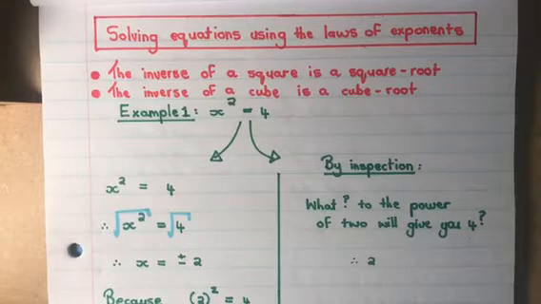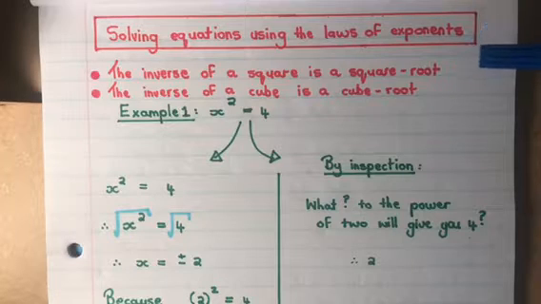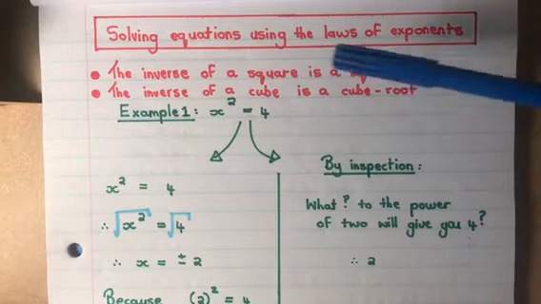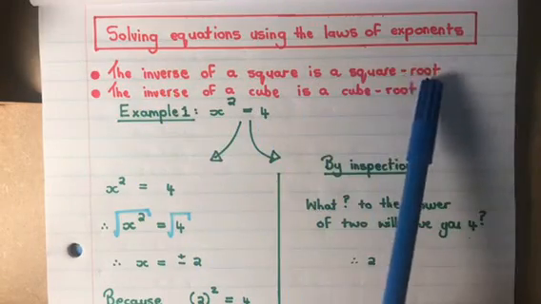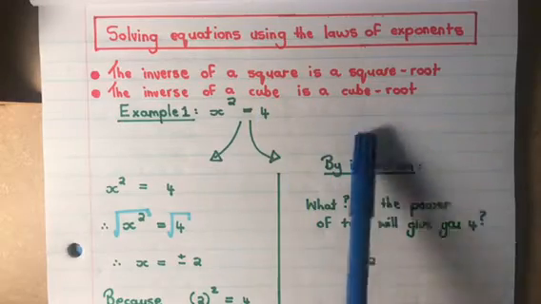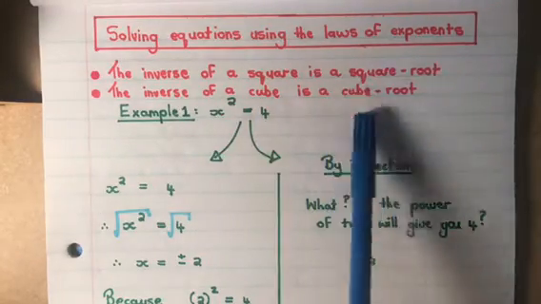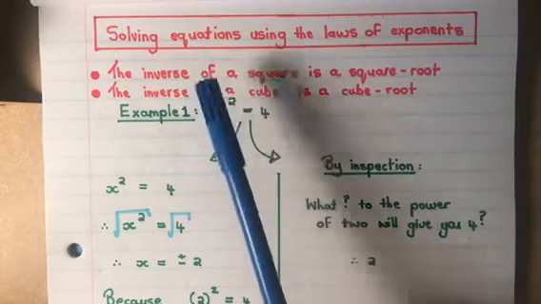This is lesson 4, the last lesson for the week, and we're going to end off today with equations. The last section is solving equations using the laws of exponents. And very important here, you have to know that the inverse of a square is a square root, and the inverse of a cube is a cube root, and also vice versa. So the inverse of a cube root is a cube, and the inverse of a square root is a square.